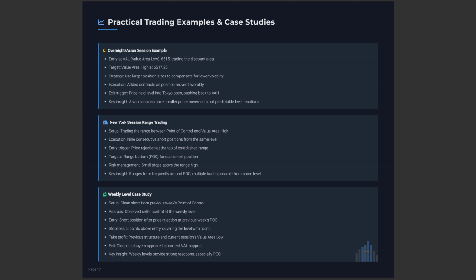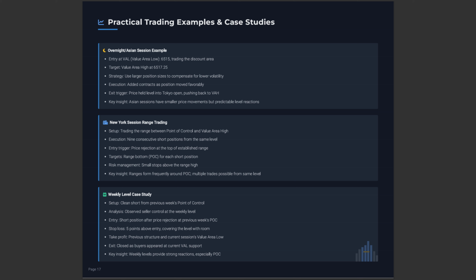New York session range trade. This was a beautiful scalping opportunity. Price was ranging between the current session's point of control and value area high. Every time price touched the top of this range, I took shorts back to the POC. Every time it touched the POC, I took longs back to the VAH. I counted 9 viable trades from this single range setup in one session.